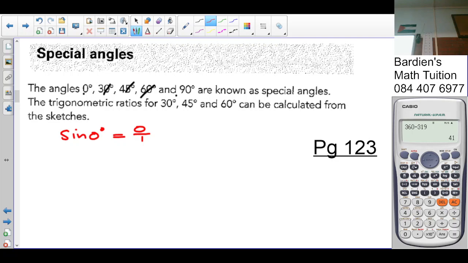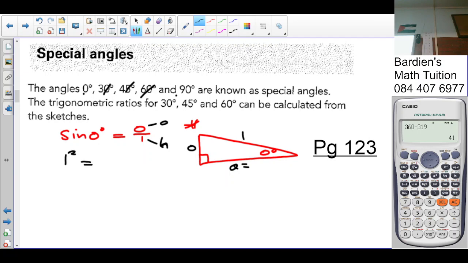If I draw a triangle, I know it's not a triangle, because we can't have a 0 degrees there; there's normally 90. What does sine stand for? Opposite over hypotenuse. So the opposite is 0, the hypotenuse is 1. So I'm going to calculate your adjacent side to 0. Pythagoras: 1 squared is equal to your opposite side squared plus your adjacent side squared. So a squared is equal to 1 squared, because the 0 squared falls away. So a is equal to 1. What would the size of this angle here be?